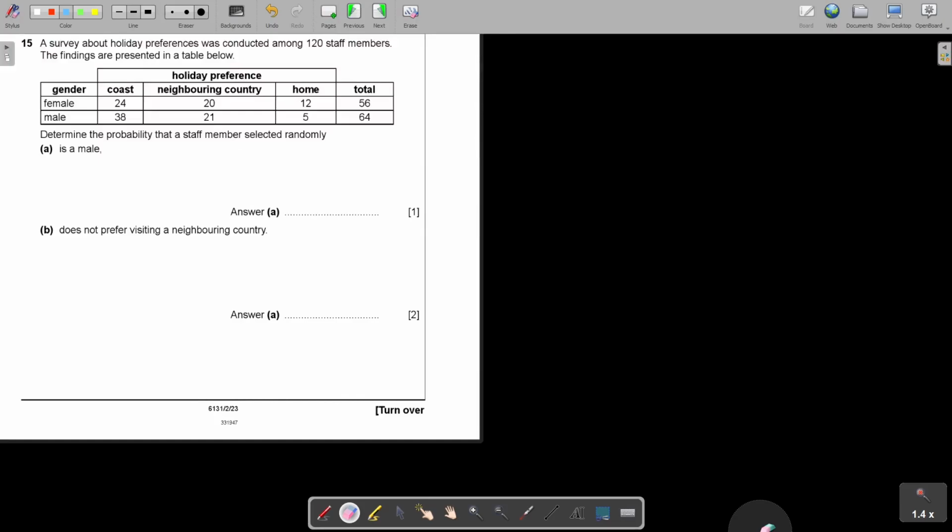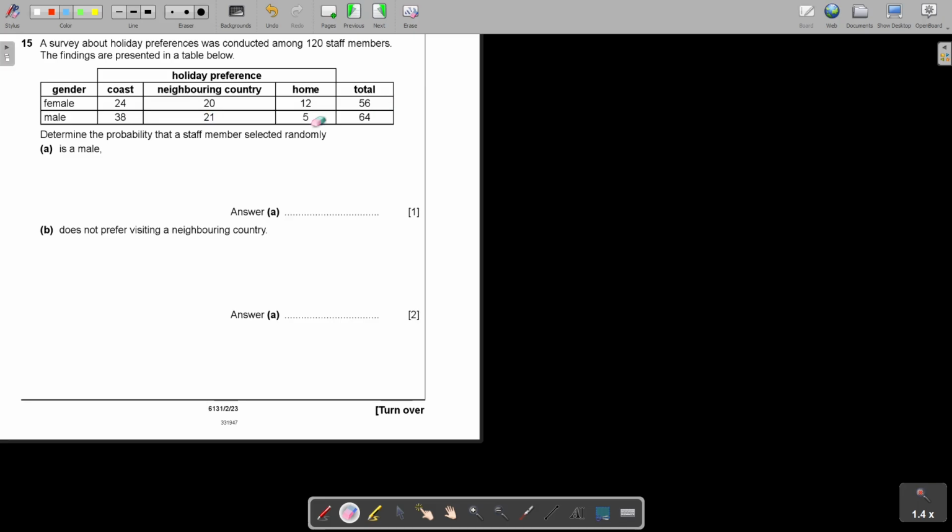A survey about holiday preferences was conducted among 120 staff members. The findings are presented in a table below. Gender, female, male. The coast, 24, 38. Neighboring countries, visiting neighboring, that means countries next to you like Angola, South Africa, then it's 20, 21. And then home, just in Namibia, 12, 5. But very important, if they add up this, they get 56. And if they add up this, they get 64.